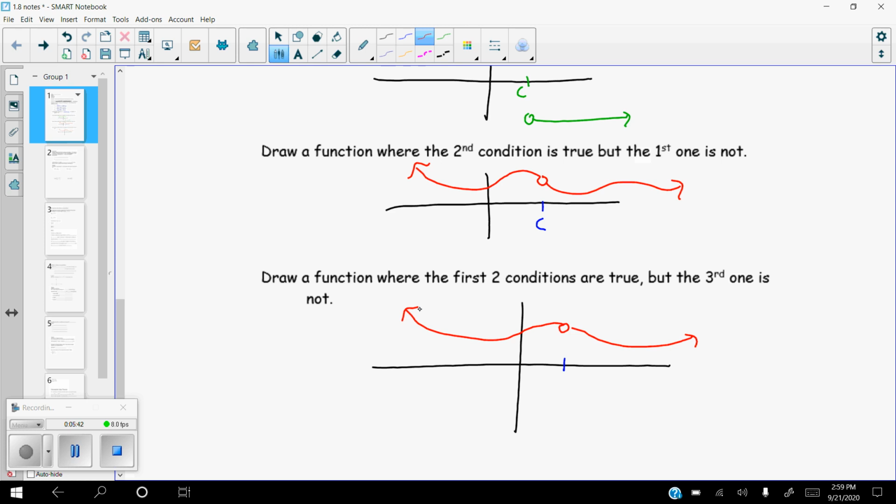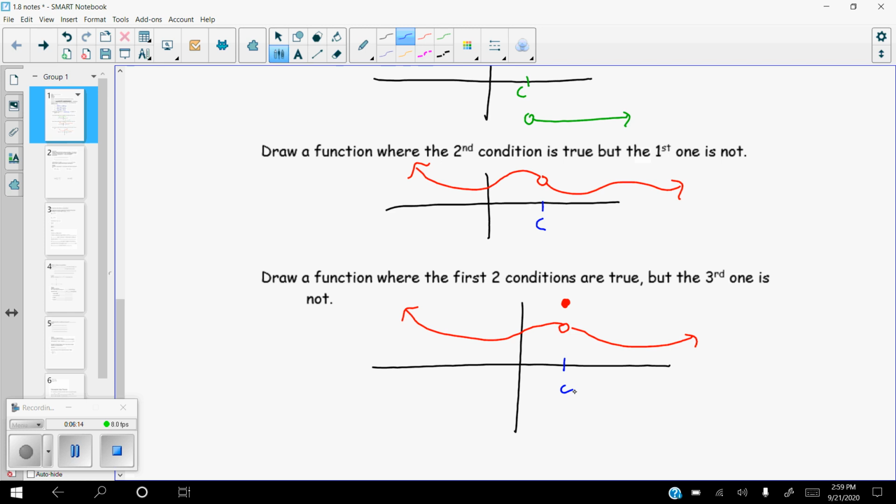so the limit here exists. I want the function to exist. Well, let's do this. Now I've got a value at C, but the limit and the function's value are not the same. So there are three examples of where you can have some of these conditions true, but not all three of them are true. In order for something to be continuous, all three have to be true. So there's three examples of where that doesn't happen.